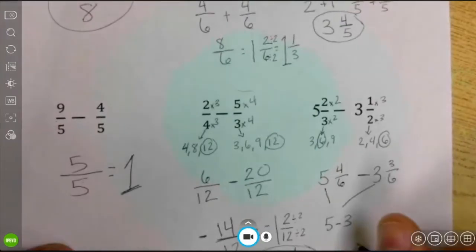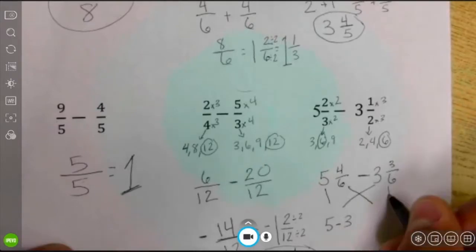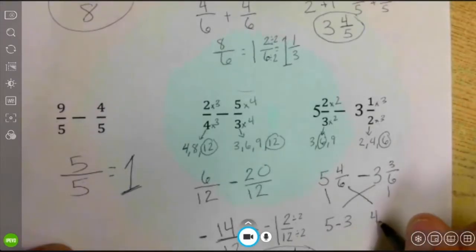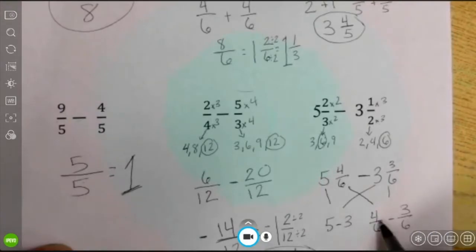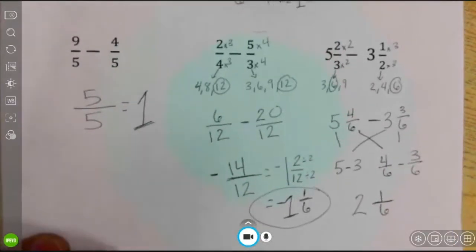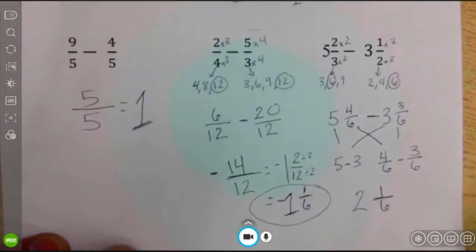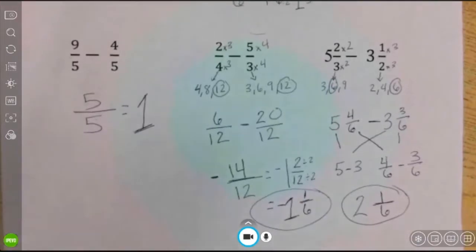Just do 5 minus 3, deal with our whole numbers, and we know we get 2. And then we can subtract our fractions. So 4 over 6 minus 3 over 6. We have a common denominator, so that will be my answer. 4 minus 3 is 1. All right? Let me bring that up. So we have our answer of 2 and 1/6.